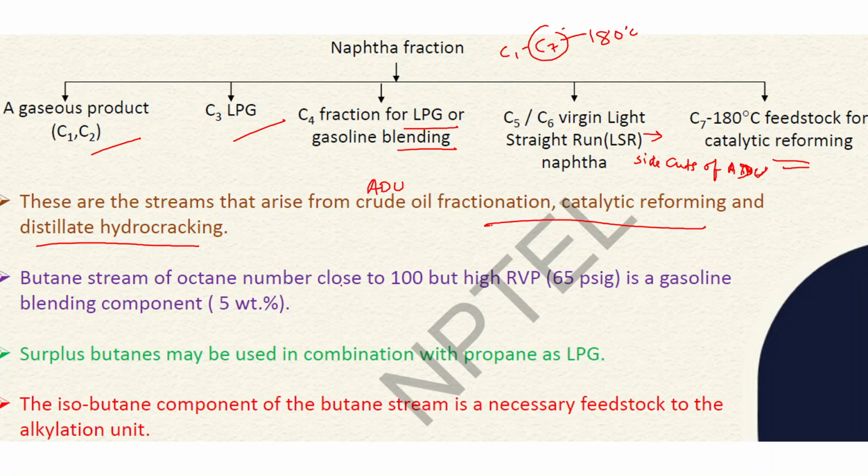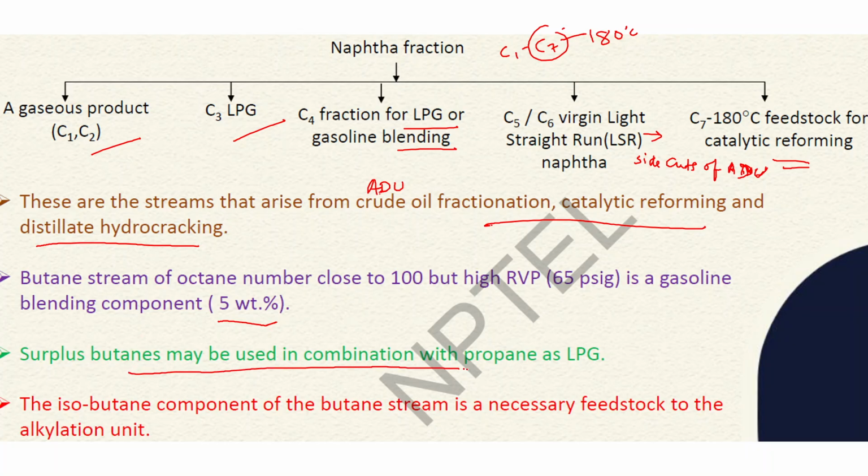These different naphtha cuts are used in different applications. As I told, the C3 and C4 cut is used as LPG, and the C4 cut is also used for gasoline blending. Gasoline blending is basically to enhance the quality of gasoline. So the butane stream obtained from this naphtha fraction is used for blending with gasoline to improve its quality, and it is a very small amount, only 5-8% of butane is used for gasoline blending.